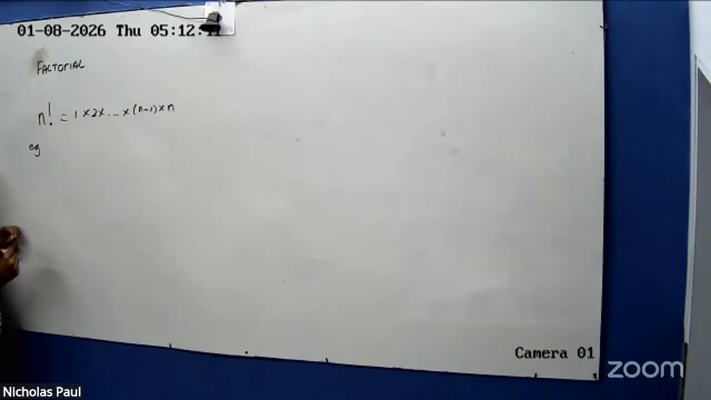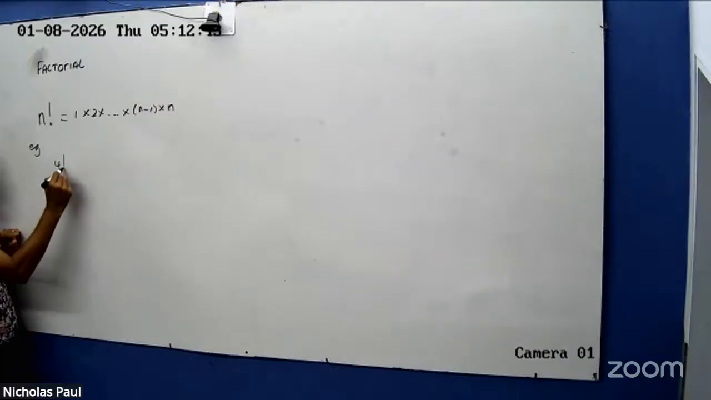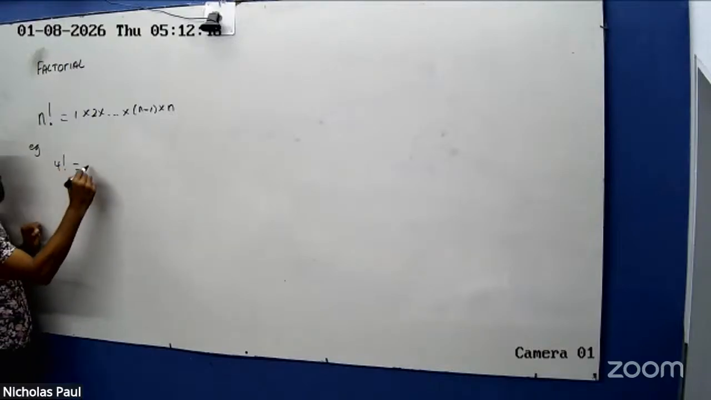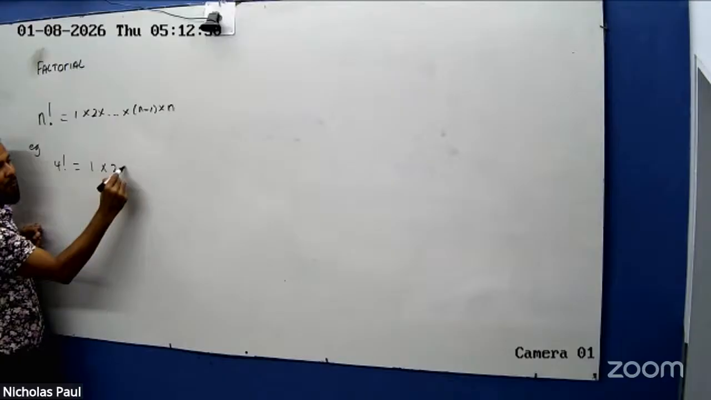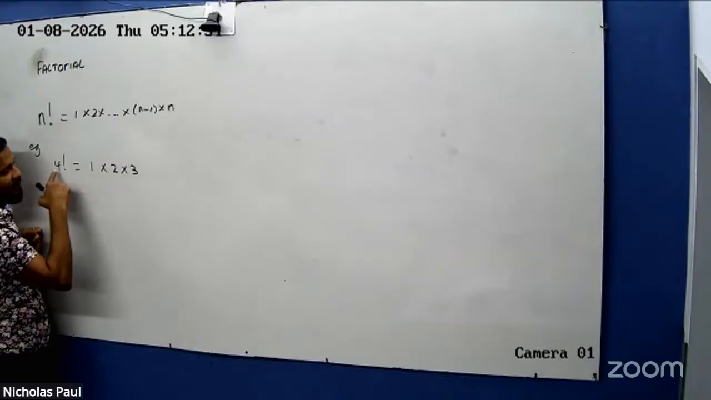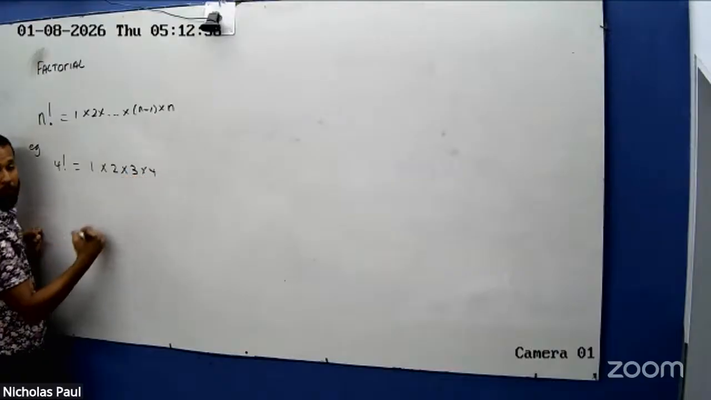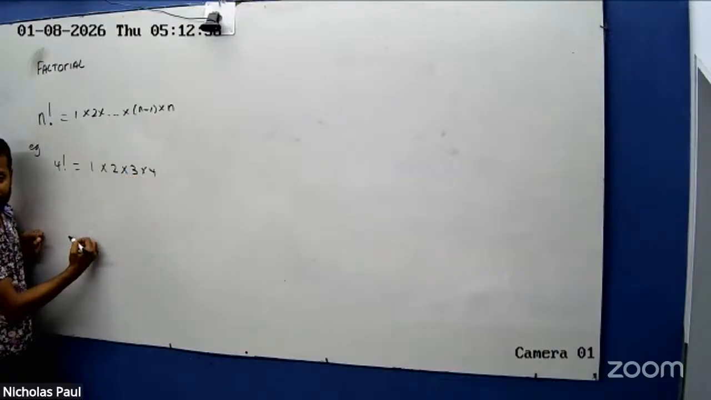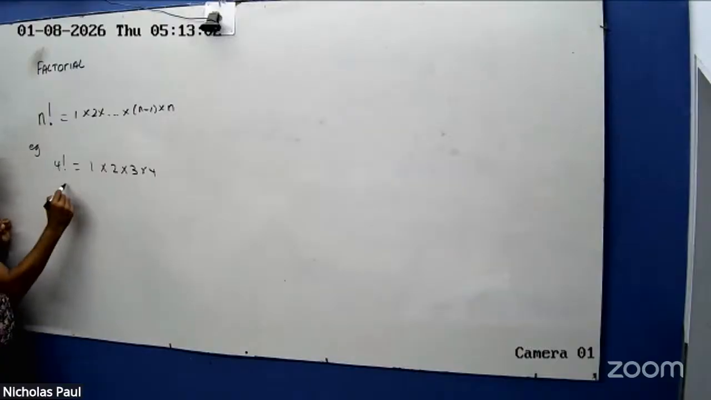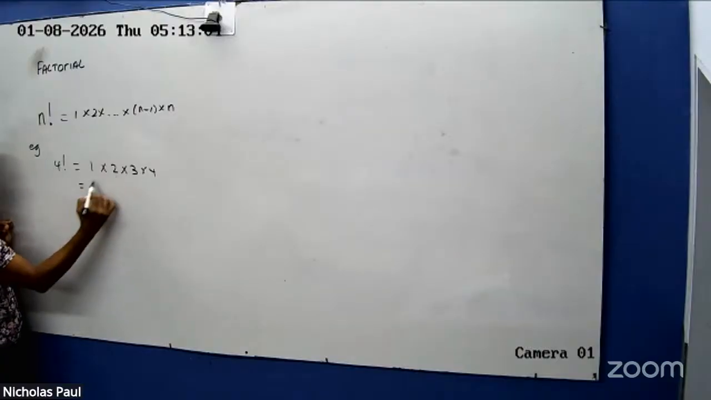So for example, 4 factorial is what? 4 factorial will be 1 multiplied by 2 multiplied by 3 multiplied by 4, all the integers from 1 until you reach 4. You can write it like that or the other way around, it's up to you. So therefore 4 factorial is 24.